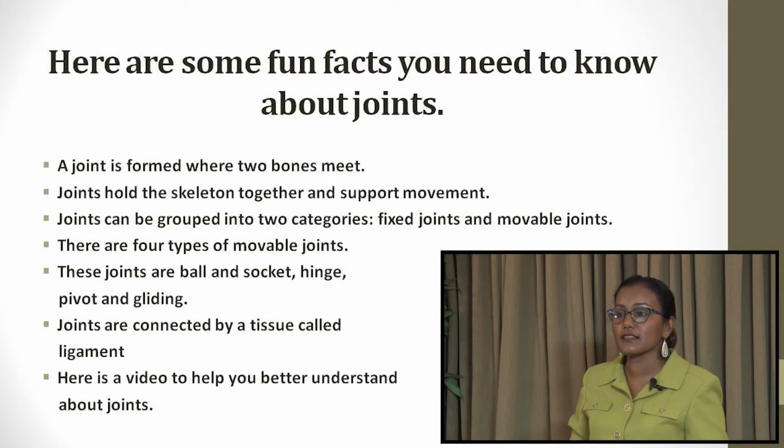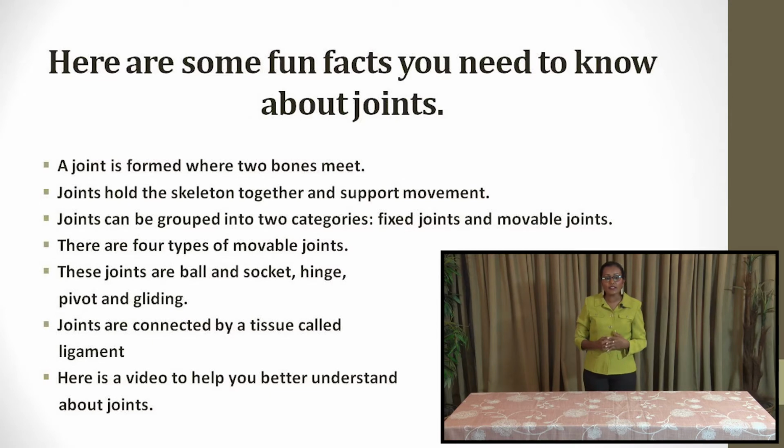Here are some facts you need to know about joints. A joint is formed where two bones meet. Joints hold the skeleton together and support movement. Joints can be grouped into two categories: fixed joints and movable joints. Fixed joints mean it cannot move, it cannot shift, and movable means it could move or you could bend.